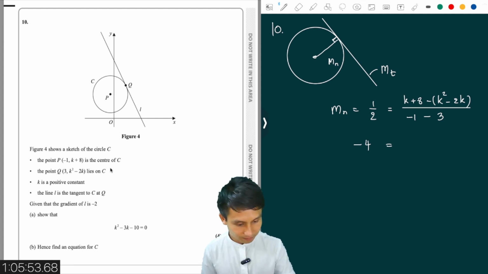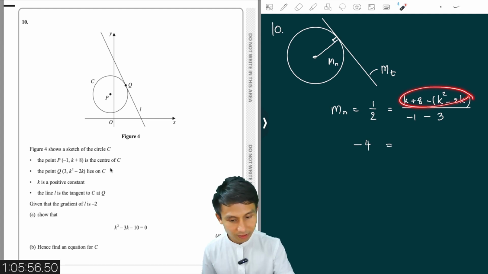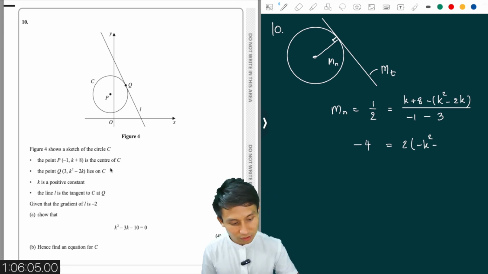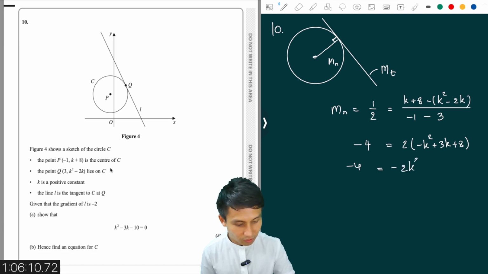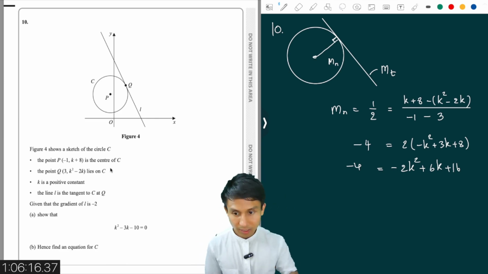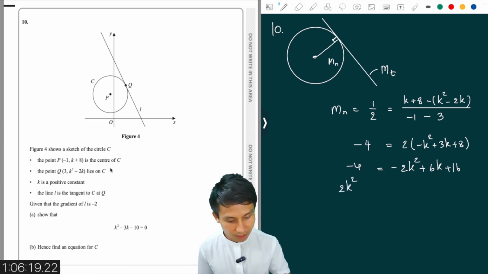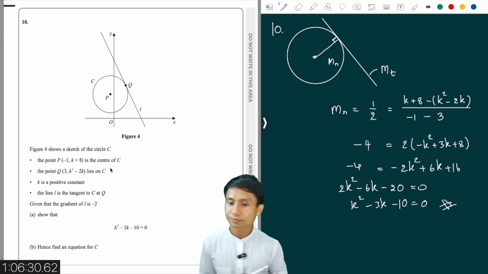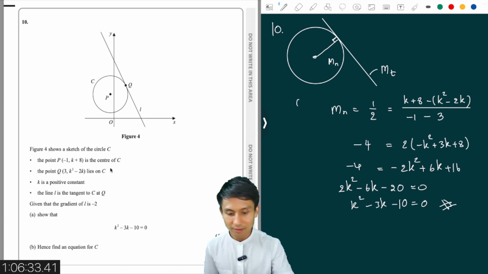So -4 on the top left, and then you multiply. Let's simplify this first. I have 2, and in the brackets, minus k squared minus -2k, so this is plus 3k plus 8. Simplifying again, minus 2k squared plus 6k plus 16. That seems fine. Then I move 2k to the left side, move 6k to the left side, and move 16, I get -20. Dividing across by 2, I get what is required. That's part A.